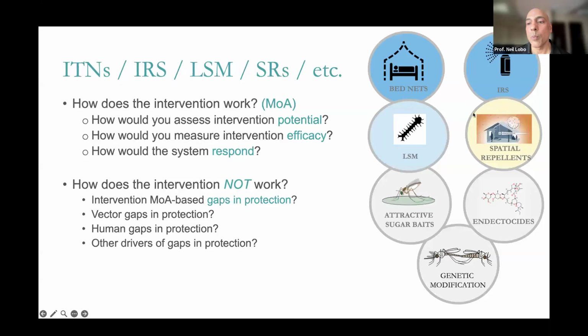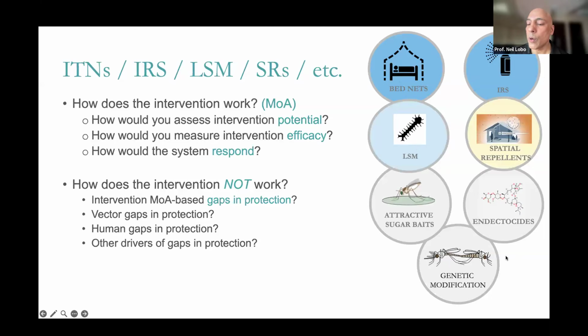Spatial repellents, we hope, is coming up for a conditional recommendation sometime very, very soon, I hope. And then the others are also attractive toxic sugar baits, insecticides, and genetic modification are in the pipeline. And from a Ministry of Health point of view, from a decision-making process, we want to keep the ones that are already approved that we can use with global funding, we want to understand how they work and how they don't work.